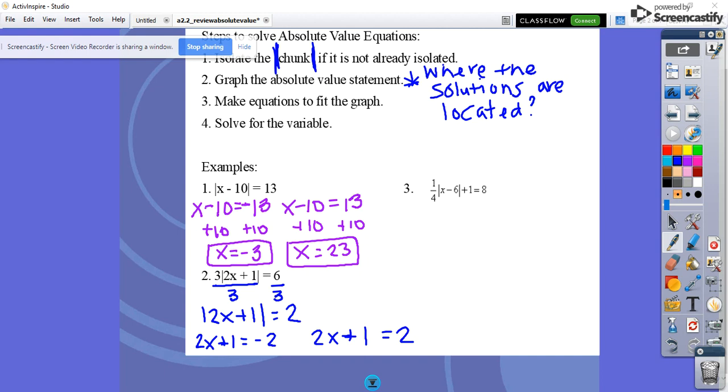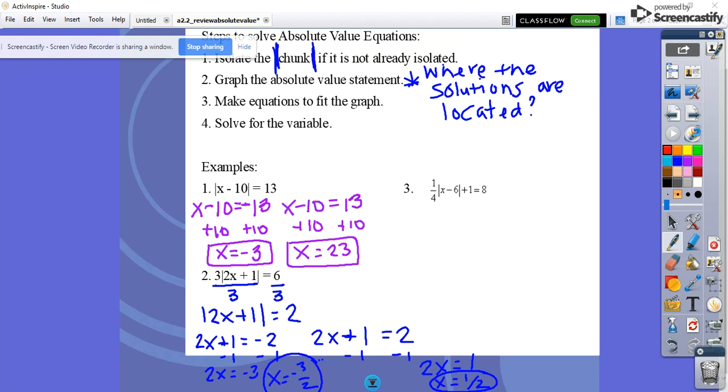Then we're just going to solve. Minus 1 minus 1, 2x equals negative 3. So x equals negative 3 over 2. My other equation, minus 1 minus 1, 2x equals 1. So x is 1/2. So again, 2 solutions, negative 3 over 2 and 1/2. All right, let's do the other one over here because we got a couple of steps before we can actually separate it into our 2 equations.